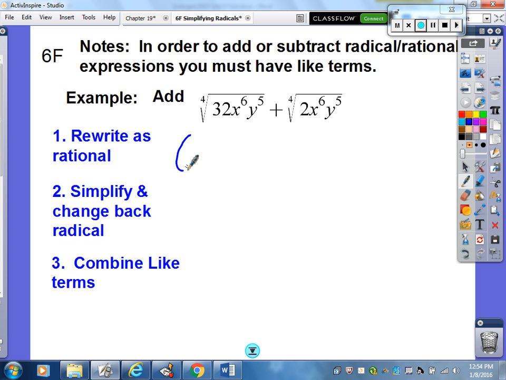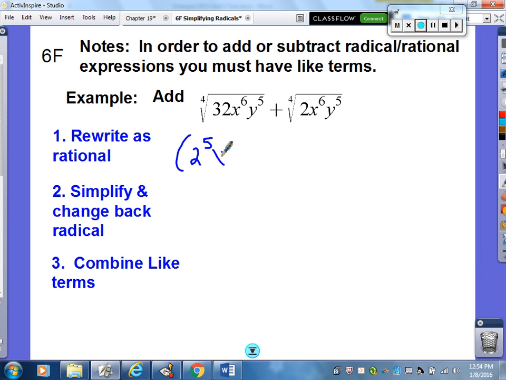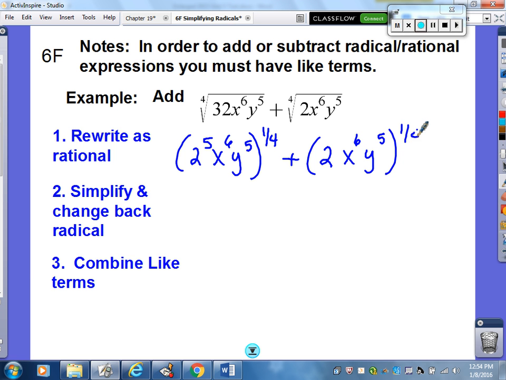So I'm going to rewrite 32 as 2 to the 5th power, x to the 6th, y to the 5th, all to the 1/4. Alright, plus, my 2 is the lowest base it can go, so I'm going to leave that as 2, x to the 6th, y to the 5th, to the 1/4.